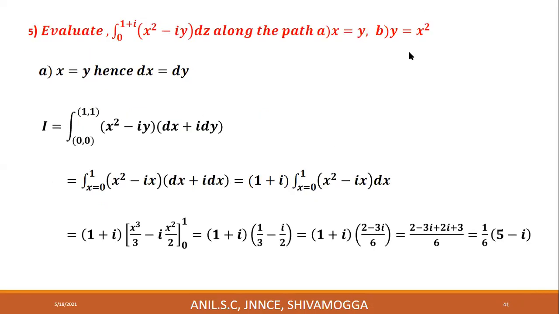Next, this is simple but very important from the examination point of view for this particular problem. Evaluate the integral from 0 to 1 plus i of x square minus iy into dz along the path. Again, we have two cases. First case, x is equal to y. Second case, y is equal to x square.